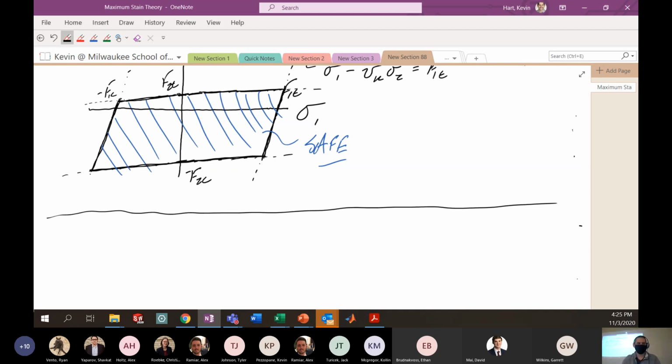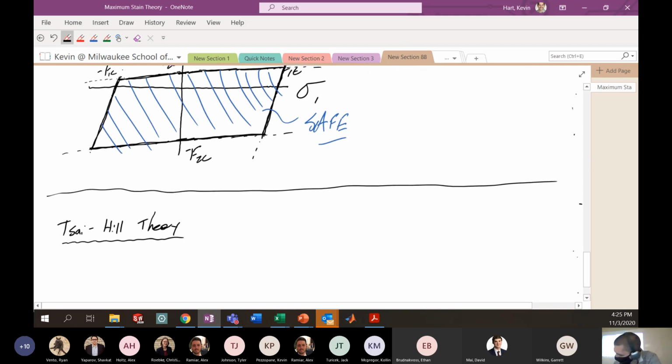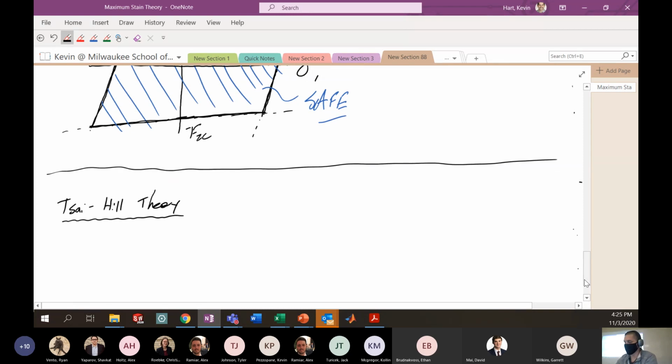Okay, let's get into the next theory. Now we're getting into the energy-based theories. And the next on our list is the Tsai-Hill theory. And this one is akin to von Mises, similar to von Mises for isotropic materials.